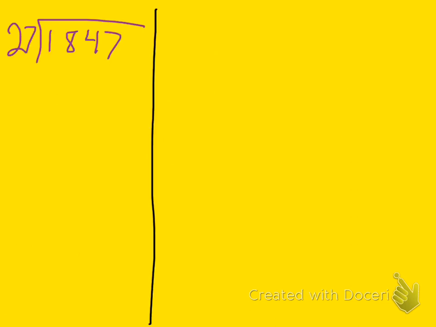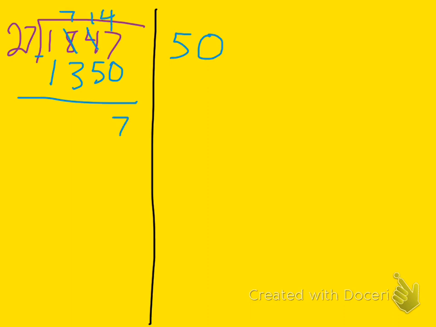Alright, so we know 27 can go into 1,847 50 times. So we write our 50 over here. Okay, the next step is to take your 50 times 27, which we just figured out is 1,350. And then we subtract those two numbers. So we're left with 497.